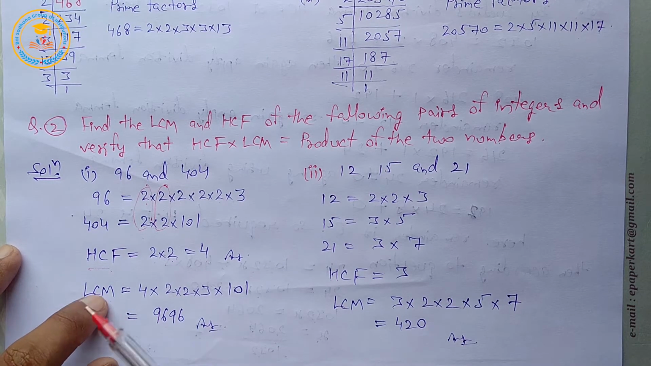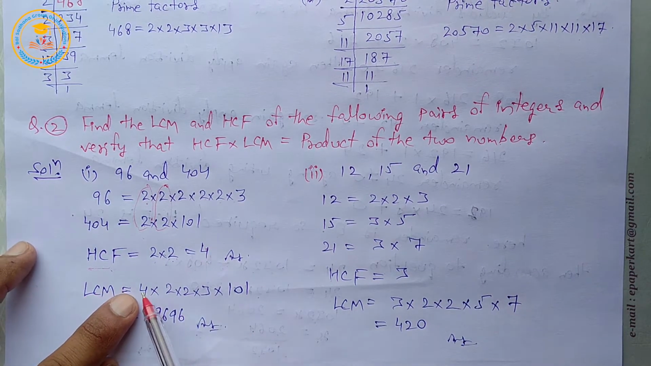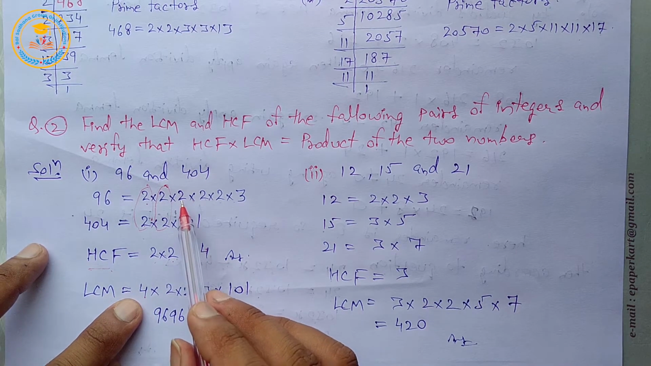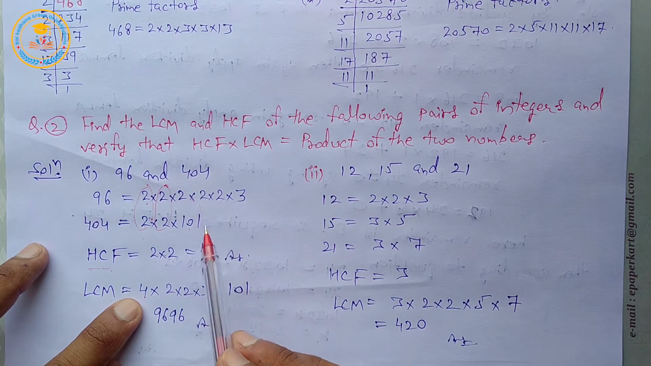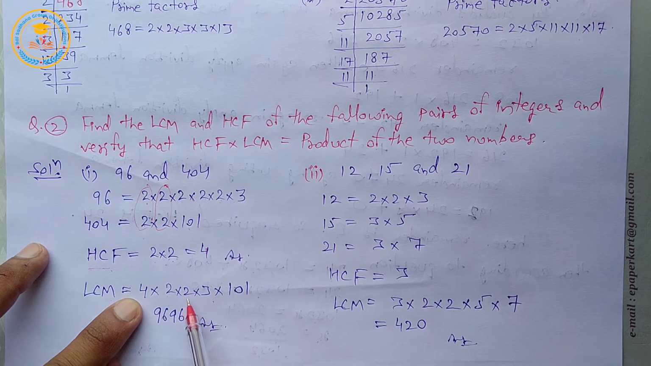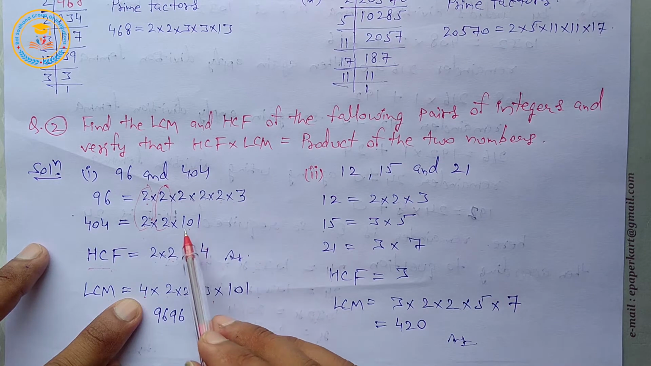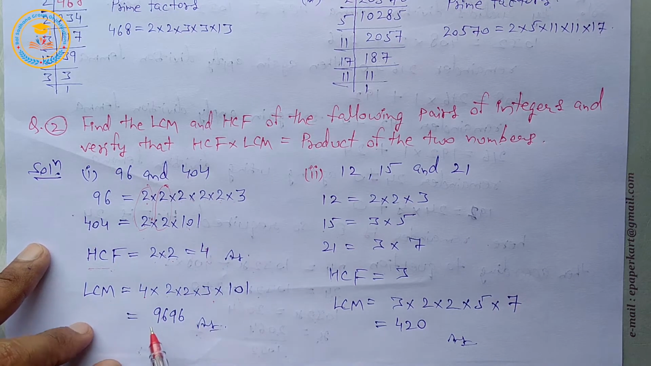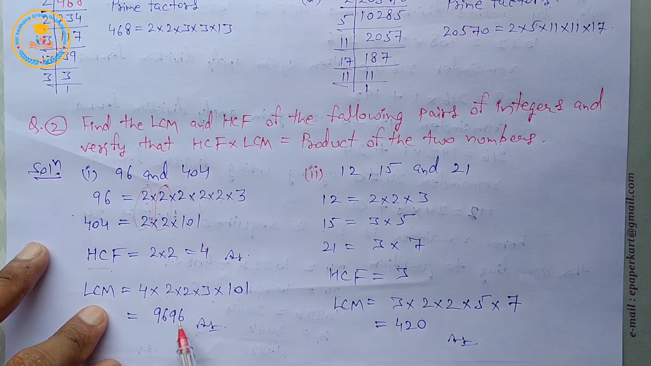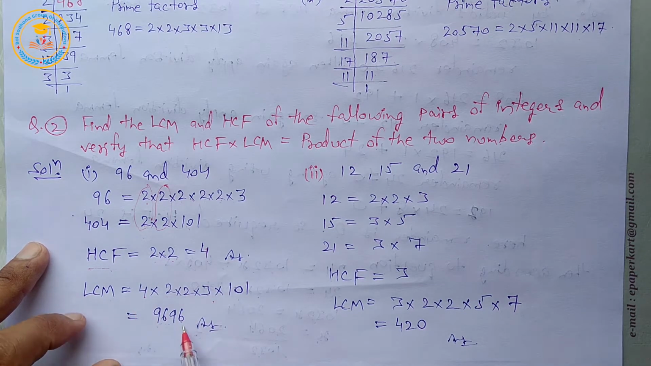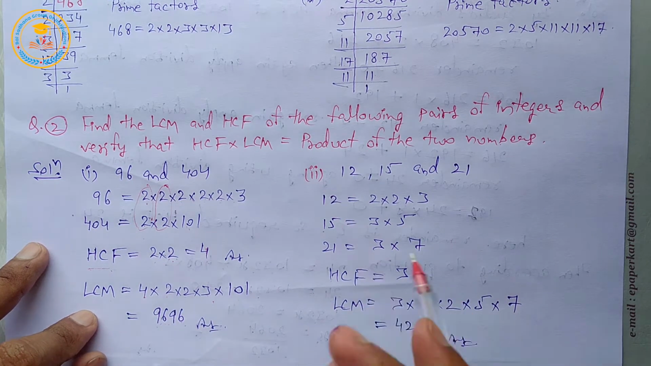LCM means write HCF and multiply the remaining numbers. Write HCF 4 and the remaining numbers 2 into 2 into 2, 2 into 2 into 2 into 3 into 101. So LCM is 9696. 9696 is the LCM. Answer. Okay, next.